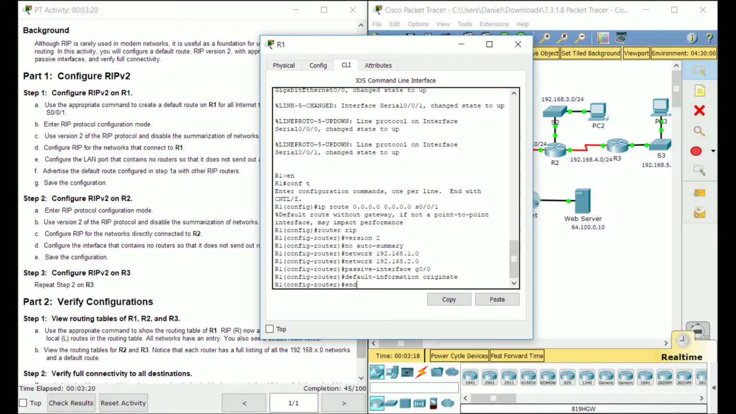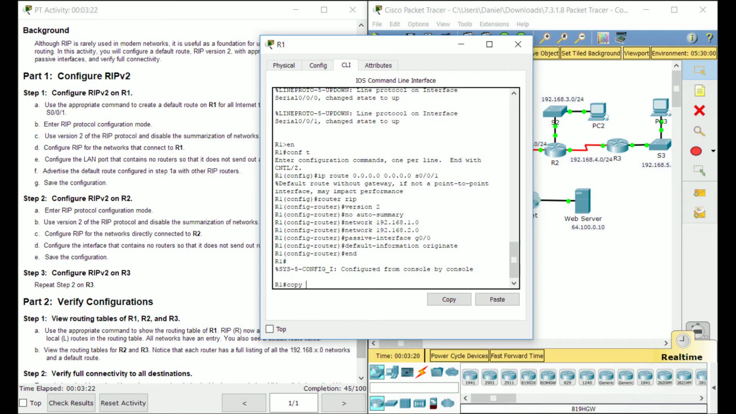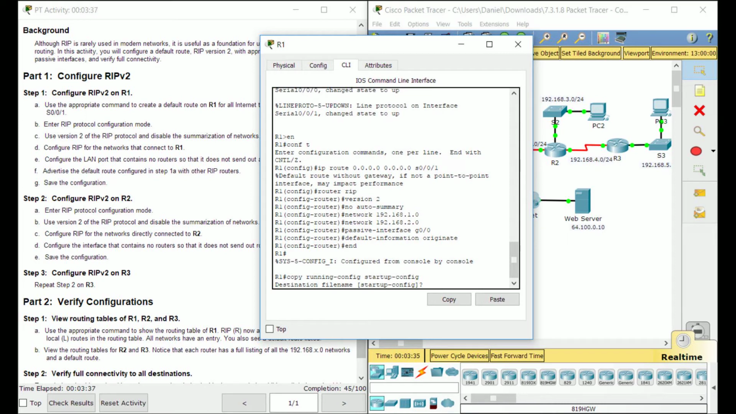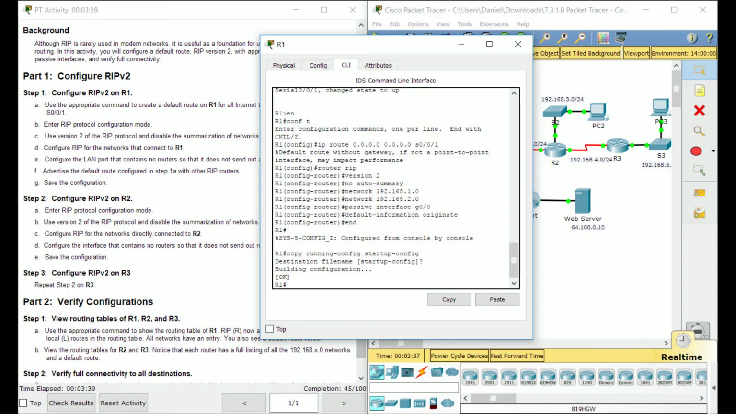Saving configuration. Finally, just go ahead and get back into privileged exec mode. The copy command: copy running-config, which is listed first, to startup-config, which is listed second. Go ahead and just press enter here. Don't bother saying yes or no.